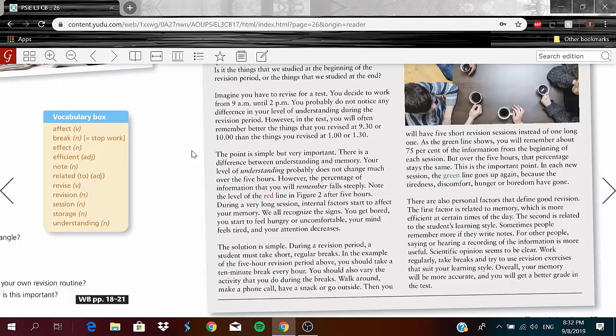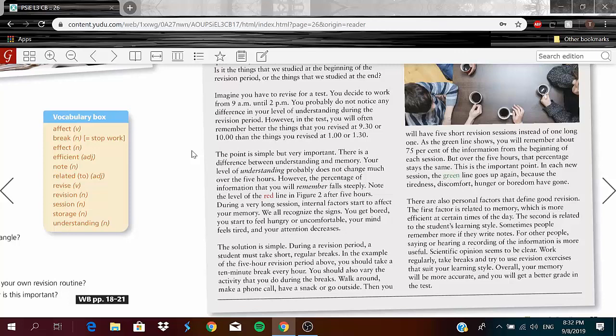There are also personal factors that define good revision. The first factor is related to memory, which is more efficient at certain times of the day. The second is related to the student's learning style. Sometimes people remember more if they write notes. For other people, saying or hearing a recording of the information is more useful.